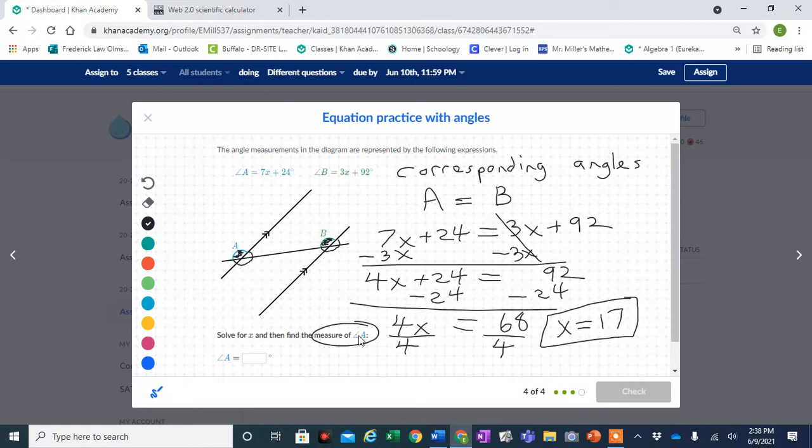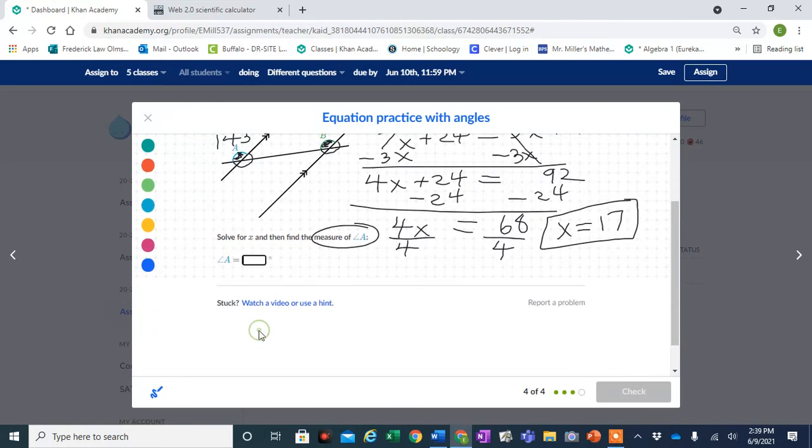However, the question wants to know what's the value of A. So we have to again do 7 times 17 plus 24. So 7 times 17, 119 plus 24 should give us an answer of 143 degrees. So that would be 143.